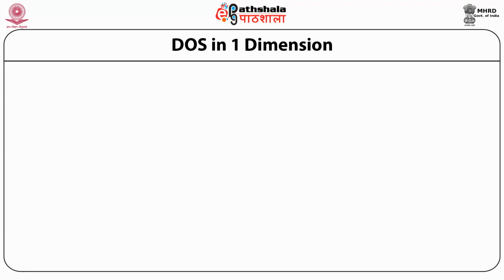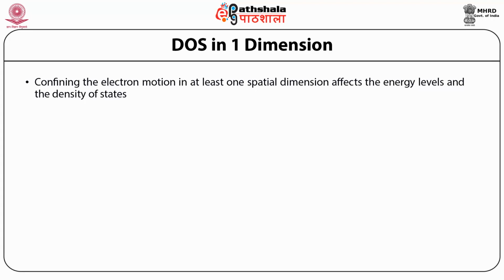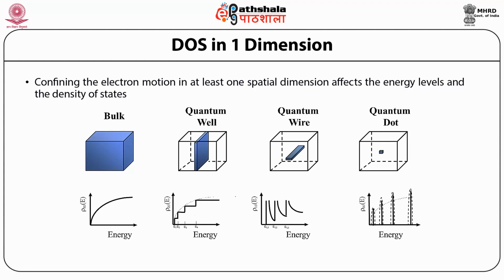So now students, if we are confining the electron motion in at least one spatial dimension, it affects the energy levels and the density of states. So as you can see, for the bulk, that is 3D, we have a continuous variation of density with the energy. Now for a quantum well, that is for 2D, it varies in a step-like fashion. For a quantum wire, that is for 1D, the density of states varies discontinuously, and for a quantum dot, it is like a delta function, that is for zero dimension.